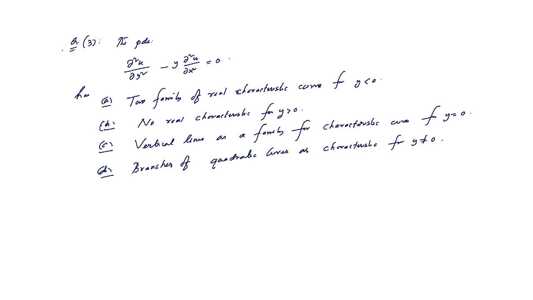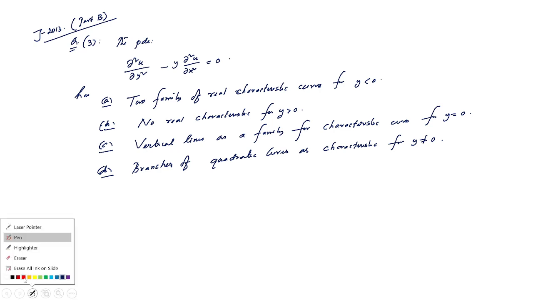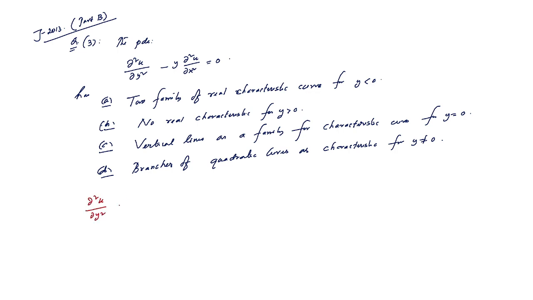So this question was exactly asked in June 2013, and this is a part B question asked in CSIR NET. So maybe this kind of question can be asked in M.Sc and graduation courses. Okay, so now we'll compare this equation, the PDE, ∂²u/∂y² minus y ∂²u/∂x² equals 0. So this is basically our PDE. We'll compare with the standard form.